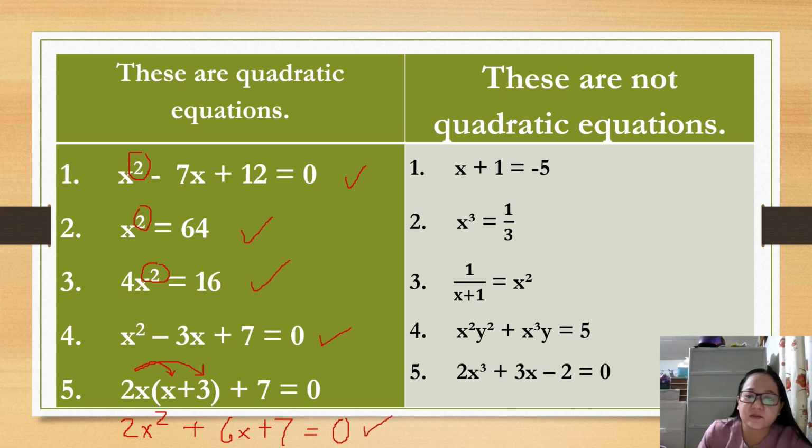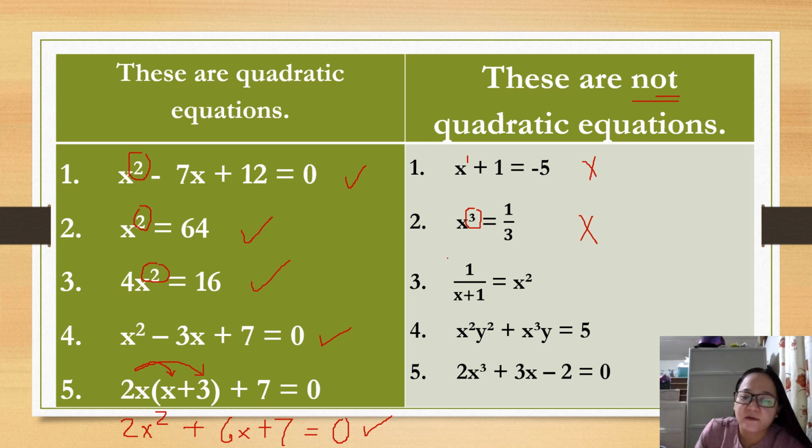Let's proceed to the second column. Now these are not quadratic equations. x plus 1 is equal to negative 5. So this is not a quadratic equation. As you can see, the leading exponent on x is 1. It is not 2. So therefore, this is not a quadratic equation. Same with the number 2 example. The leading exponent is 3. Therefore, it is not a quadratic equation.